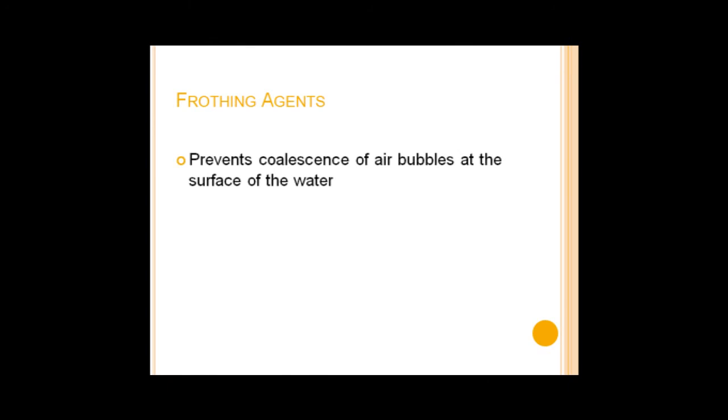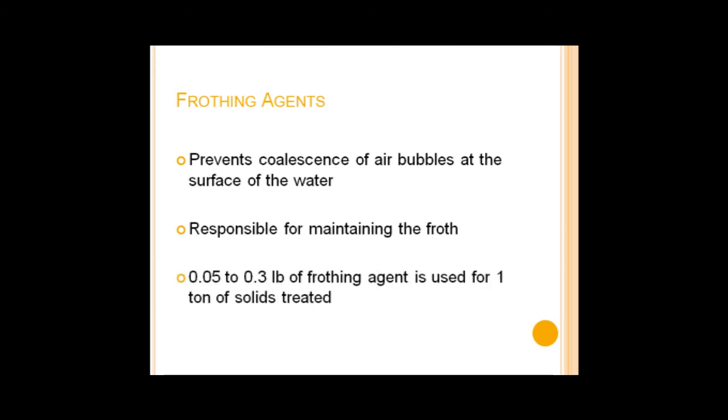Frothing agents prevent coalescence of air bubbles at the surface of the water. They are also surface active agents added to the flotation pulp primarily to stabilize the air bubbles for effective particle-bubble attachment, carryover of particle-laden bubbles to the froth, and removal of the froth. Moreover, they are mainly responsible for maintaining the froth. Around 0.05 to 0.3 pound of frothing agent is used for 1 ton of solids.